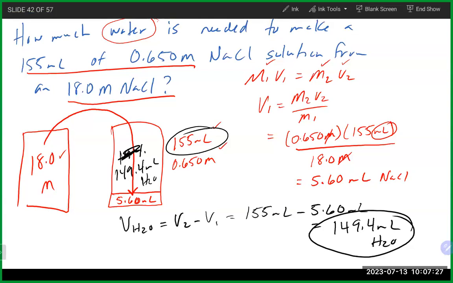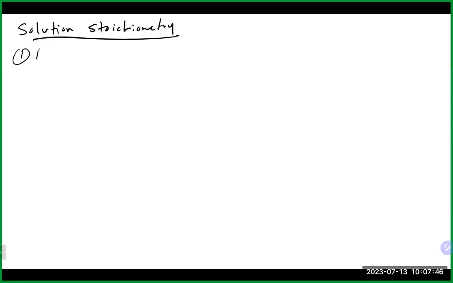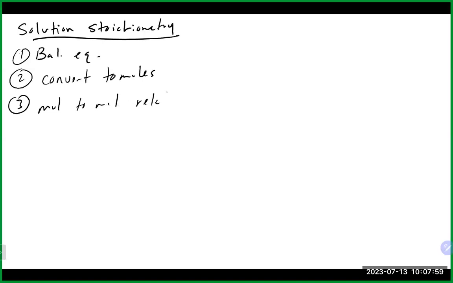So when we look at a solution stoichiometry problem here, we really do follow those same 4 steps: you always want to make sure it's a balanced equation. You want to convert to moles. You want to do the mole to mole relationship. And you want to convert moles to some other unit.